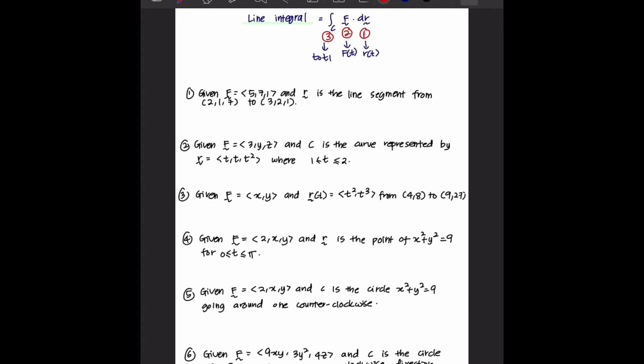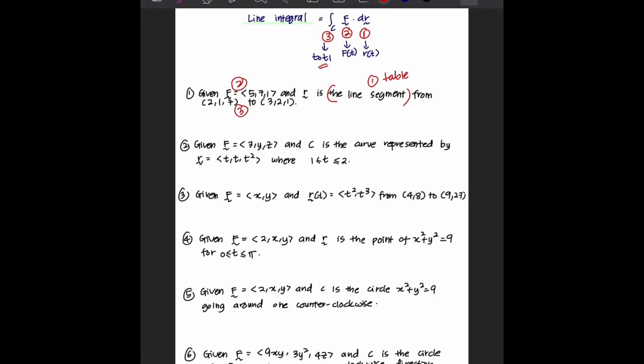First, determine r(t). Look at question 1. Given vector F and R is the line segment. So we know that r(t) is not given. You must calculate it using the table. So step number 1 is here: you calculate r(t) from the table. Second is F, and third is to find the limits t0 and t1. You can find them using these points.